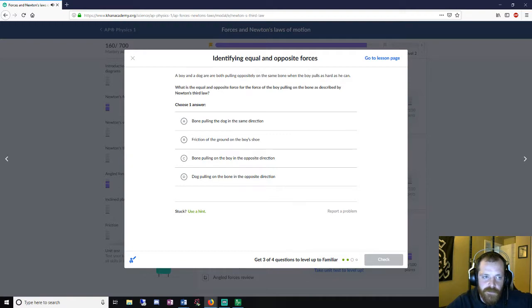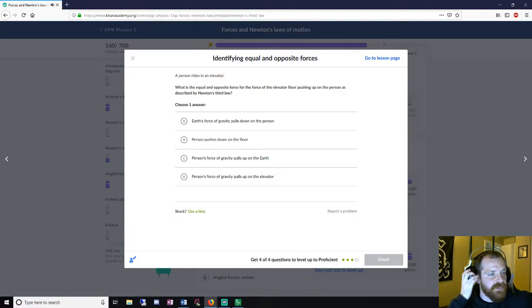Okay, what is the equal and opposite force for the force of the boy pulling on the bone as described by Newton's third law? So if a boy and a dog are both pulling oppositely on the same bone, if the boy's pulling on the bone, then the bone is pulling on the boy. It's not the dog doing the pulling, technically. Or it's doing the pulling, but it's not doing the reaction. It's the bone doing the reaction, because the action and reaction have to happen between the same pair of objects.